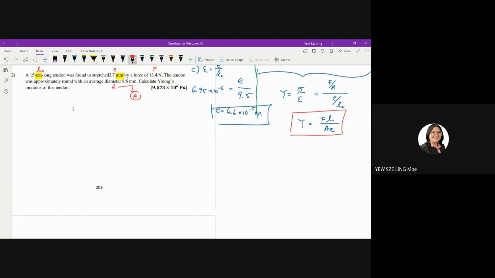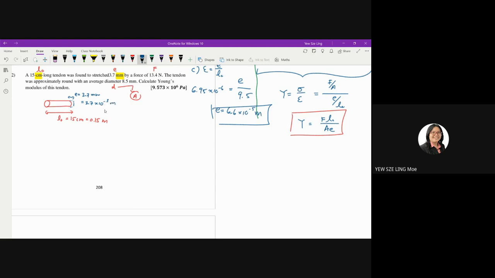So this question assumes the tendon is a cylinder-like object. So this is your tendon. And then you're given the original length, L naught equals 15 cm, which is equal to 0.15 meter. And then the elongation, so you stretch it. So this is the elongation, this is the extension. So elongation is equal to 3.7 mm, which is equal to 3.7 times 10 to the power of negative 3 meter.